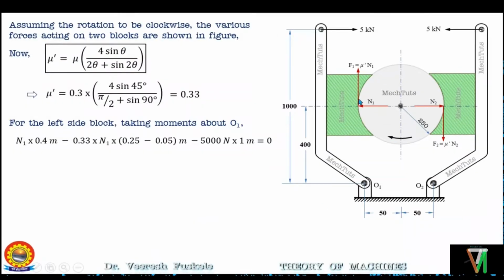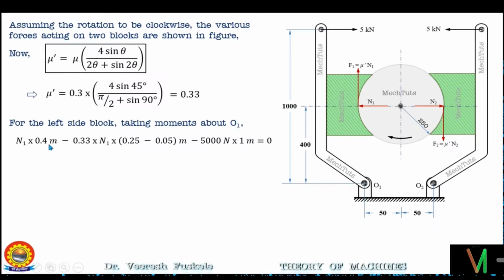So the moment of F1 will be in the clockwise direction and it will be negative, and the magnitude will be F1 into 200 mm, that is 0.25 minus 0.05, and force 5 kN will again rotate the lever in the clockwise direction about this pivoted point. So the moment of 5 kN will be negative and the magnitude will be 5 into the perpendicular distance between the line of action of 5 kN and the fulcrum, that is nothing but 1000 mm. So 5 into 1 meter. So this is the equation of moment taken about point O1.